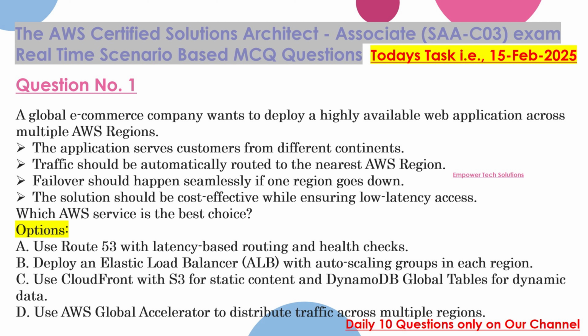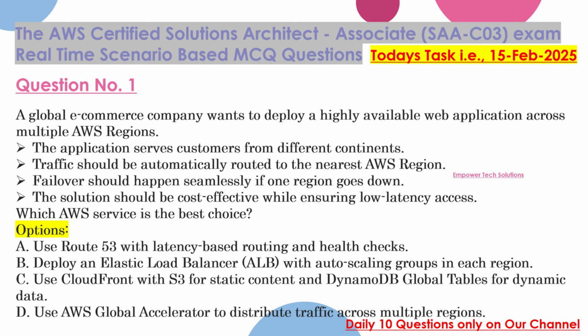Question 1. A global e-commerce company wants to deploy a highly available web application across multiple AWS regions. The application serves customers from different continents. Traffic should be automatically routed to the nearest AWS region. Failover should happen seamlessly if one region goes down. The solution should be cost-effective while ensuring low latency access. Which AWS service is the best choice?